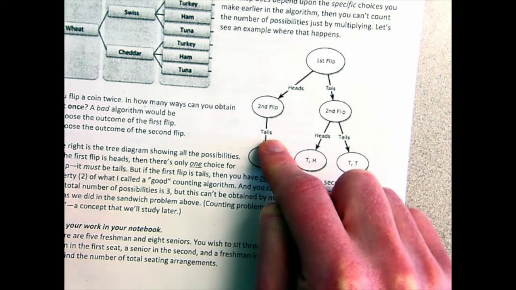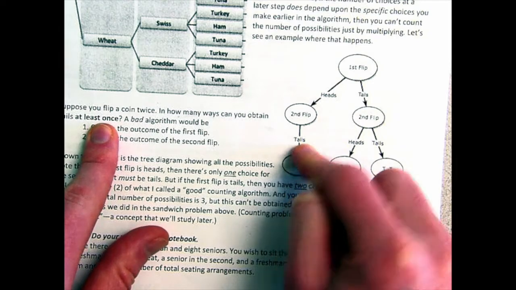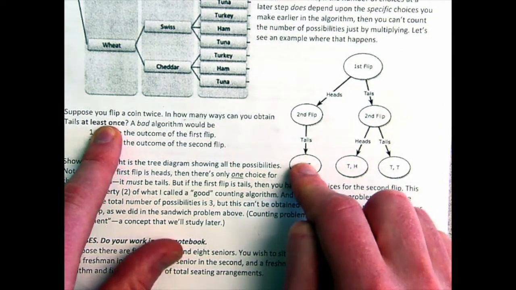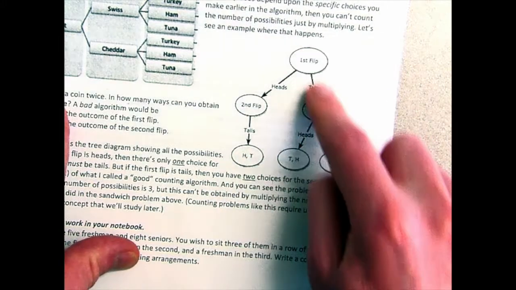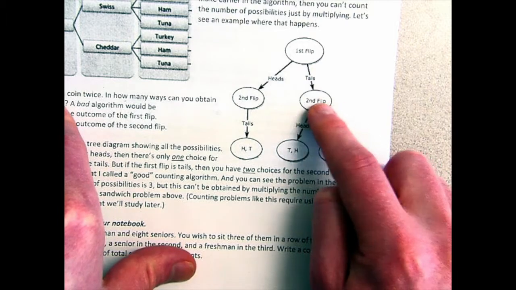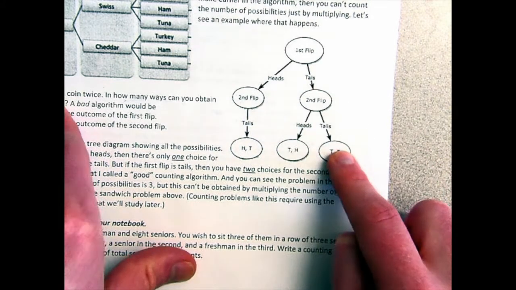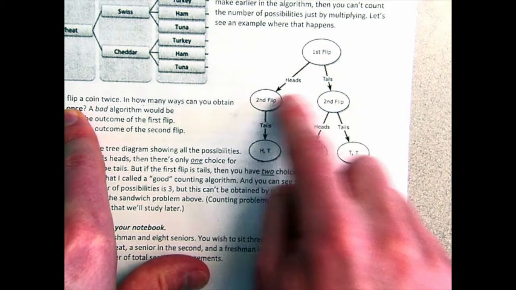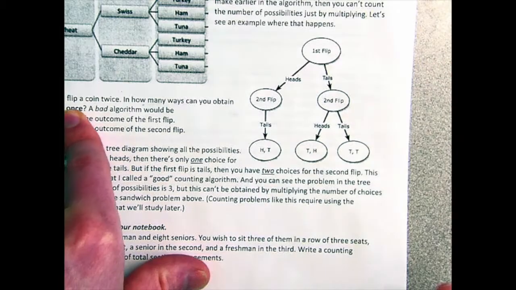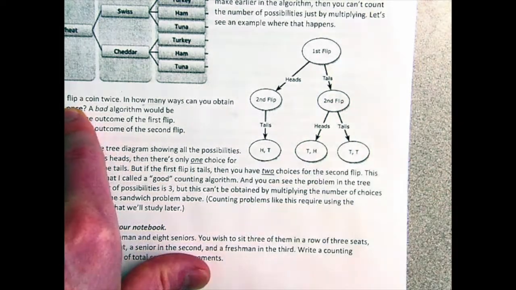Because remember, you're trying to get at least one tails out of the two flips. So if your first flip is heads, then your second flip has to be tails. You only have one choice. On the other hand, if your first flip is tails, then on your second flip, you actually have two choices. You could choose heads for the second flip, or you could choose tails. And so what you're seeing here is that the number of choices for the second flip depends upon the specific outcome of the first flip. And that's a bad algorithm.